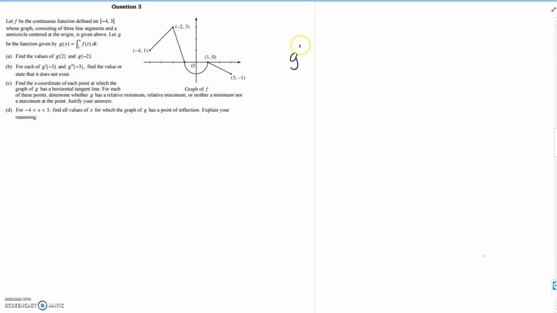What that means is that g prime of x, taking the derivative of an integral where the upper limit's a function of x, I'm going to plug the upper limit into the integrand times the derivative of the upper limit. So g prime is equal to f. G double prime is equal to f prime. And the graph that's given is the graph of f. So what I'm looking at is the graph of f, which is also g prime.